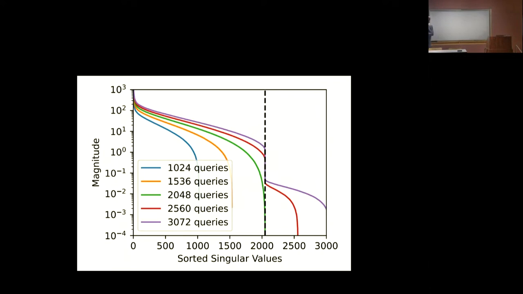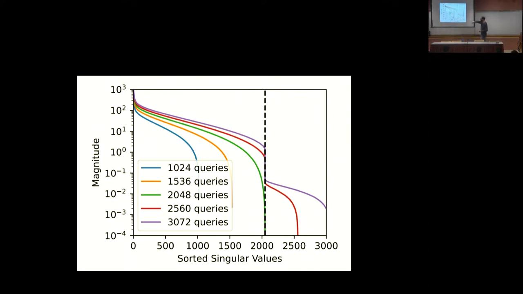So here what we have is this was for GPT Neo 2.7 billion. And what I'm doing here is I'm showing, as I increase n, I'm plotting the magnitude of the singular values, sorted in order. And what you see is that when you use fewer than 2048 of them, it sort of looks normal.